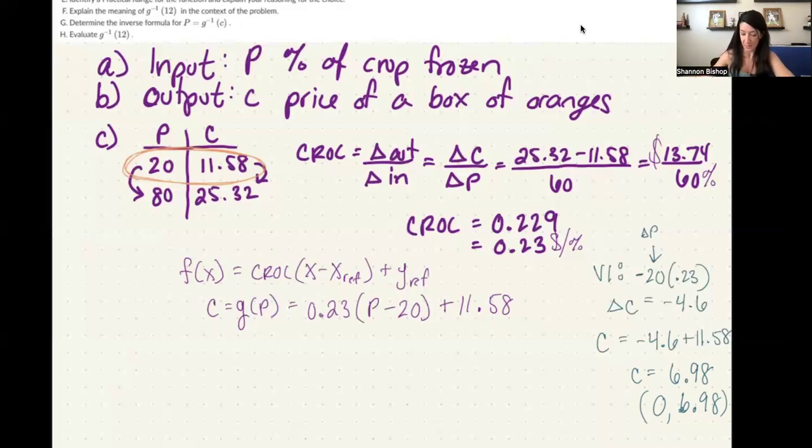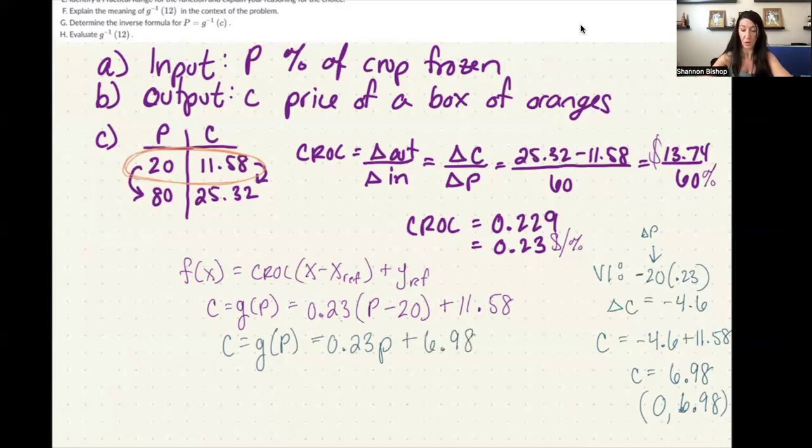The other way to get that same value would just be to distribute all of this and combine like terms. If you distribute that equation fully and then combine like terms, you will also get 6.98. So an alternative formula for anybody who wanted to do it this way, an alternative formula using the vertical intercept: C is still a function of P. The rate of change is still 0.23, but now, since I'm in mx plus b form, it would just be 0.23 P plus my vertical intercept of 6.98.